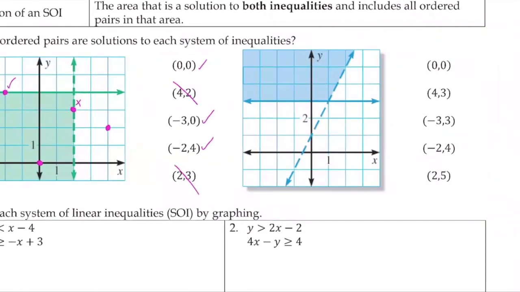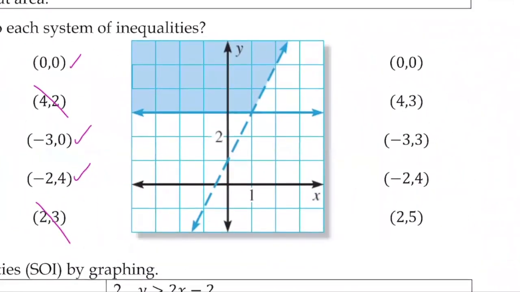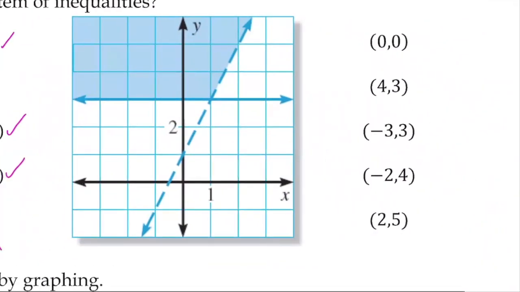All right, so now looking at this next one over here, same idea. I'm going to go through this one kind of quick. So 0, 0, it's right here at the origin. It's not in the shaded region, not a solution. 4, 3, which is way over here in the corner, it's on a solid line, but it's not in the shaded region. So that's not what we're looking for.